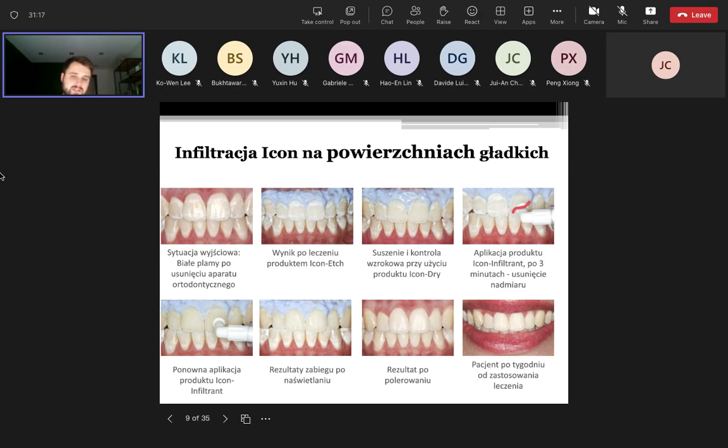The application of the icon infiltrant has this really tricky small brush, which allows us to dose the icon in a really precise way. After application, we leave it for 3 minutes, then we apply it once again, we wait another 3 minutes, then we remove the excess of the material, we cure it, and then we polish it. And the result is on the last photo.